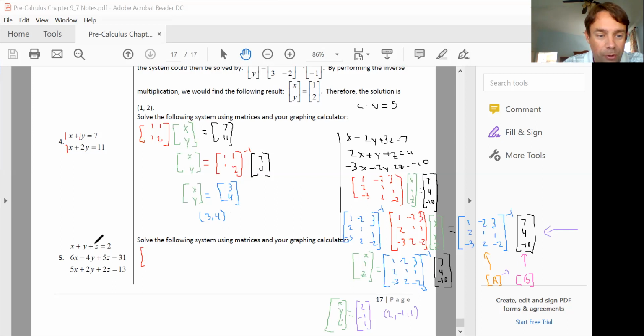All right, here we go. I see some ones here, so I have to put some ones in front of that. So I got a 1, 1, 1, 6, -4, 5, 5, 2, and 2. So we end up then with X, Y, Z. And that's going to be equal to our solution matrix, 2, 31, 13.